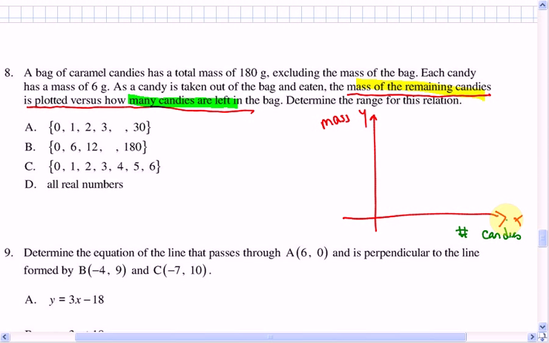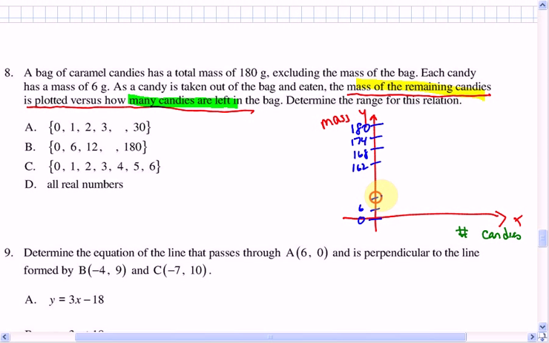Okay. Now let's think about it. If the bag was full, what's the mass of the bag? Yeah, the candy's full. Bag's full. All of them are there. What happens when you take out one candy? You lose 6 grams, right? Keep going. You lose another 6. Keep going. You lose another 6. Well, what's at the end? Yeah, it's 0.